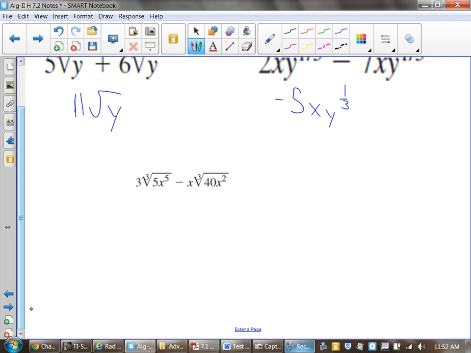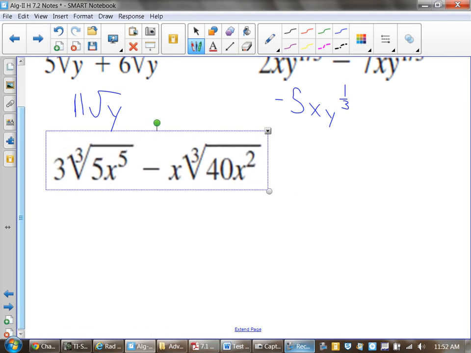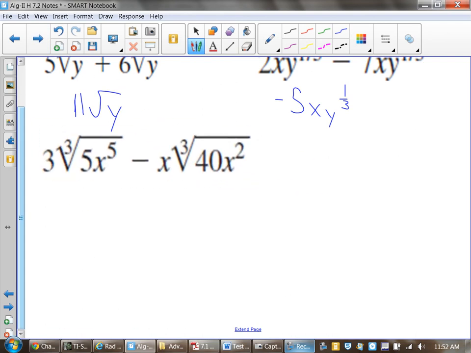The last one is where you have to do some more work. Of course. You save the best for last. Remember, in order to add or subtract these things, it has to have the same nth root as you walk through it. So I have 3 cube root of 5x to the 5th minus x cube root of 40x squared. Which means I got to simplify both of those nth roots before I do anything to see if I can get that common nth root, if you will.